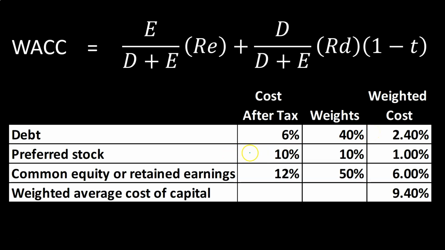Preferred stock now, we're saying the cost after tax is the 10%. The weight we're going to say is 10%. So 10 times 10 is going to be the 1%. And then the common equity is going to be the 12% times the weight of 50%, or 6%. Adding those three up, that's going to give us the 9.4. So we will go into the preferred stock as well and think about this calculation.